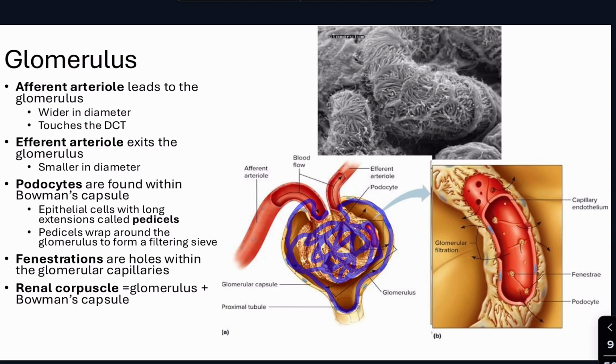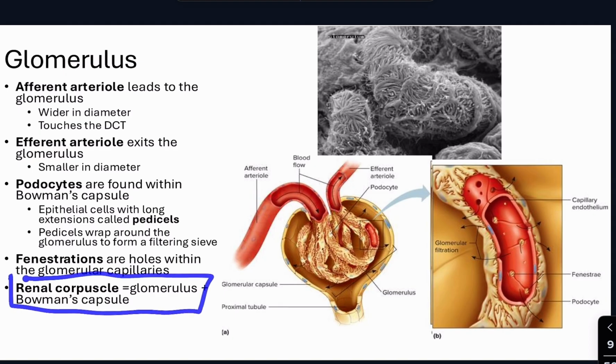Just so we're all aware, because those three terms, unfortunately, get mixed up quite a bit. Okay, now let's talk about the afferent and efferent arterioles. So we know that afferent, with regard to the Bowman's capsule and the glomerulus, is going to be leading toward the glomerulus, right?